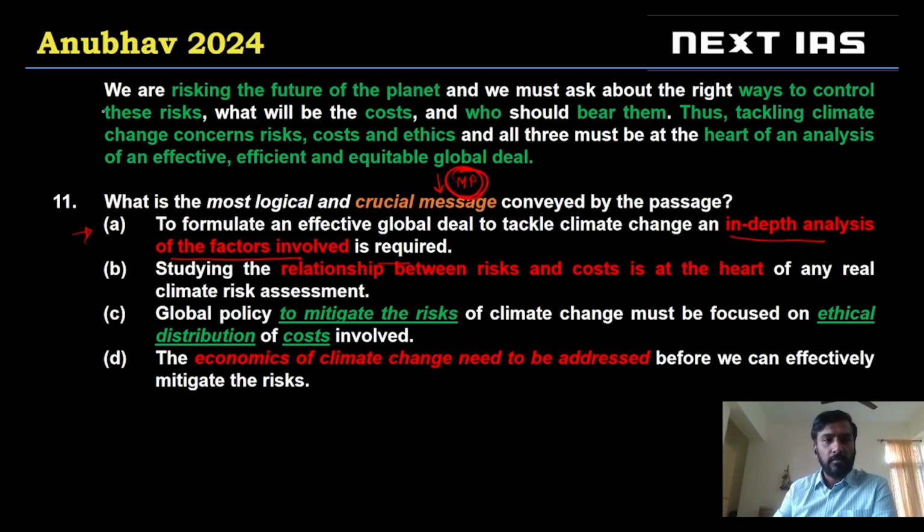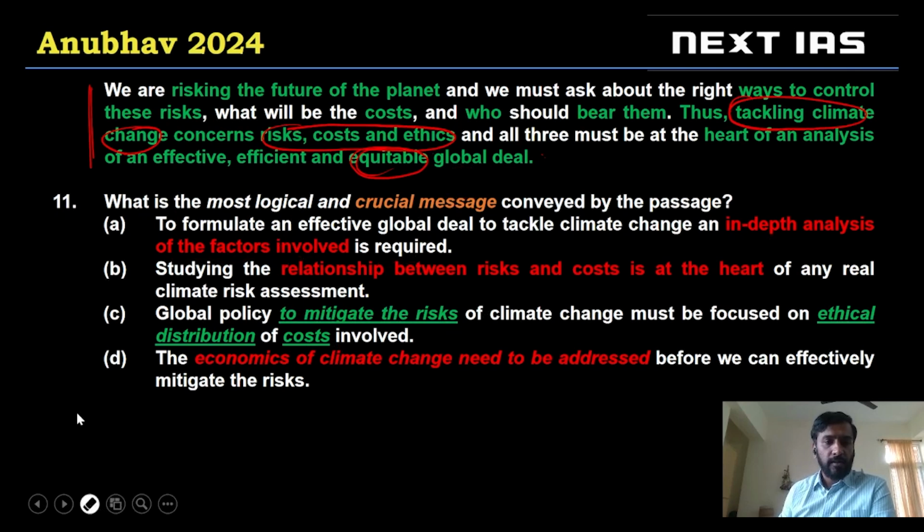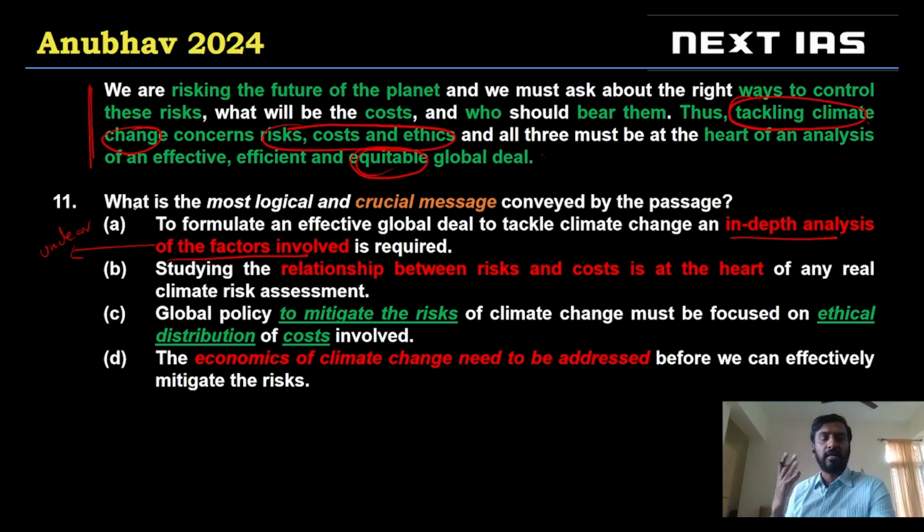Now, main point means whatever the author's main point was, that has to be interpreted in the option. So if we are to reduce the main point, we would say that tackling climate change involves risks, costs, ethics, and equitable distribution of those. Right? So let me just clear the rest. So if we were to mark the main point in the passage, it would look something like this, what I've circled. Okay, so if you notice in-depth analysis of the factors involved, this is not exactly accurate. This is vague, unclear. Unclear what in-depth analysis actually means.